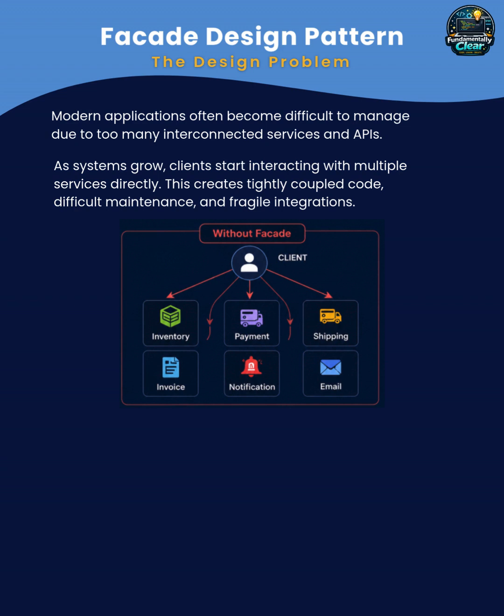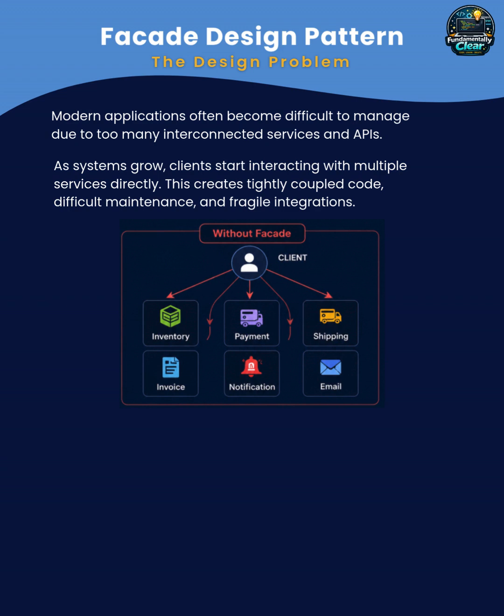Let me paint you a picture. You're building an e-commerce application. Early on, everything's simple. You've got an inventory service, a payment service, maybe a shipping service. Your client code calls each one directly. Fine. But here's what happens as systems grow.